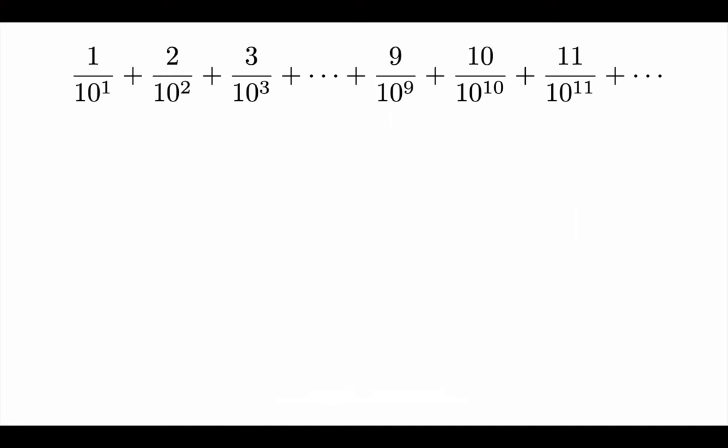So 9 over 10 to the 9th is followed by 10 over 10 to the 10th, which is followed by 11 over 11 to the 11th, and so on. We're going to introduce a term that we'll learn very early in our study of sequences and series. What is a sequence? A sequence is just an ordered list of numbers.